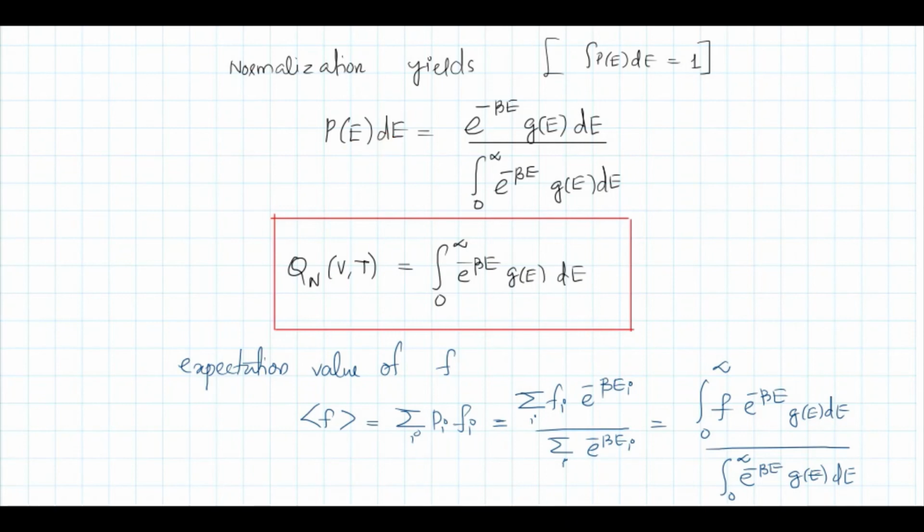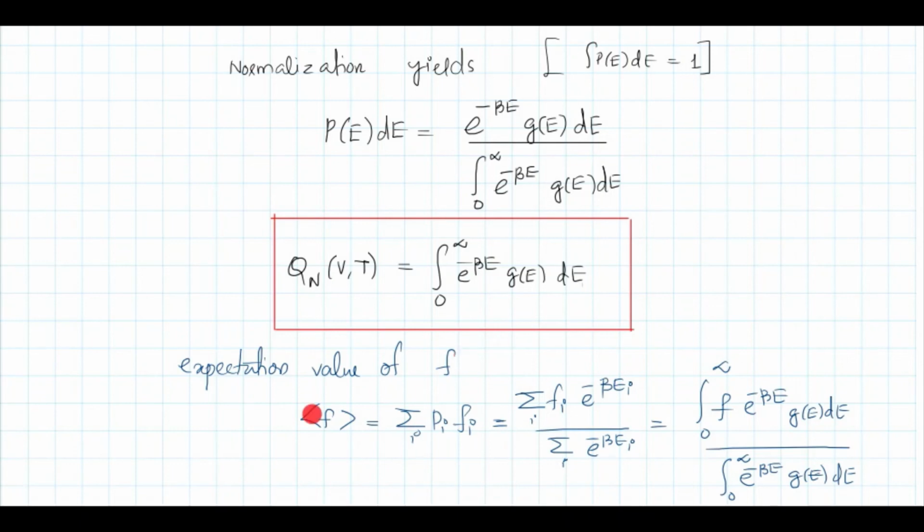And here we can define the partition function as Q of N, V, T equal to integral 0 to infinity e raised to minus beta E G of E dE. Instead of summation, you have integration. This is the partition function for a system having continuous energy.